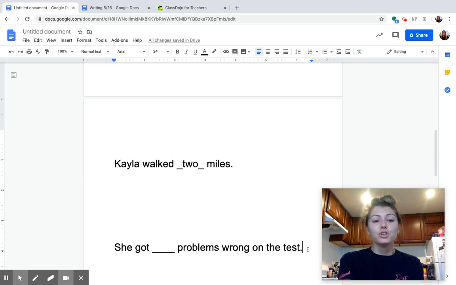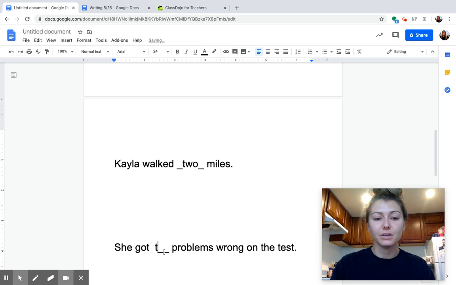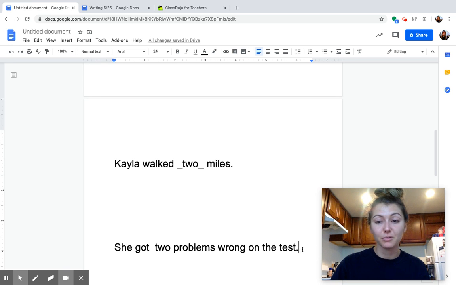Next, she got blank problems wrong on the test. Well, just like our last example with miles, we have problems, something that can be measured, that we can tell the amount of. She got what? 2 problems wrong. Which form of "to"? We're going to use T-W-O. She got 2 problems wrong on the test, telling the number of problems.